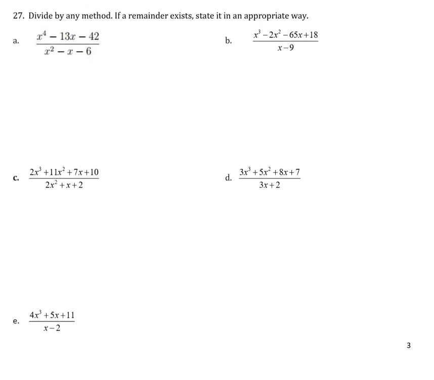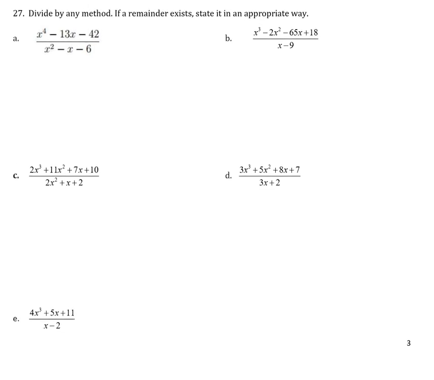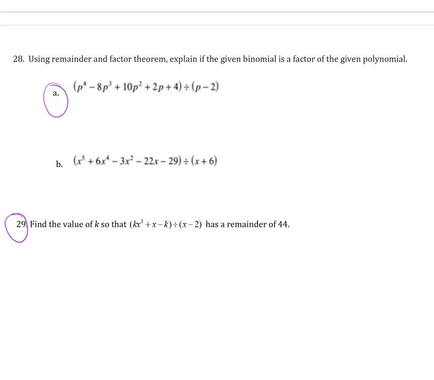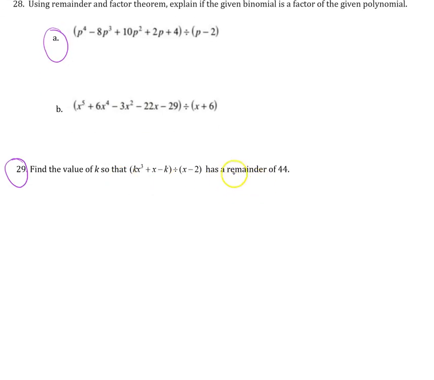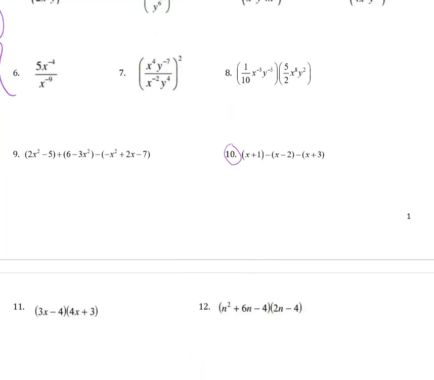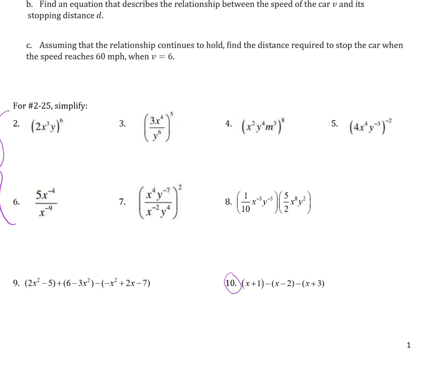Division you guys are pretty good on, so the key will be up so you guys can check those. Remainder theorem problem, and lastly finding the value of k so that this polynomial has a remainder of 44 when divided by x minus 2. So just so that you know what to look forward to in the video. So I'm going to start with the exponents.